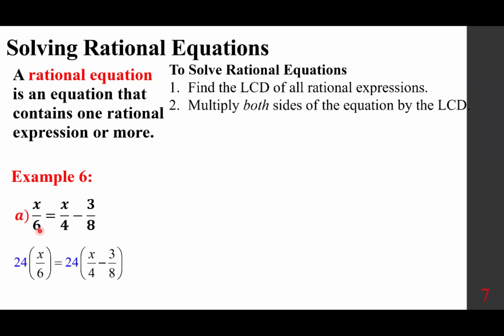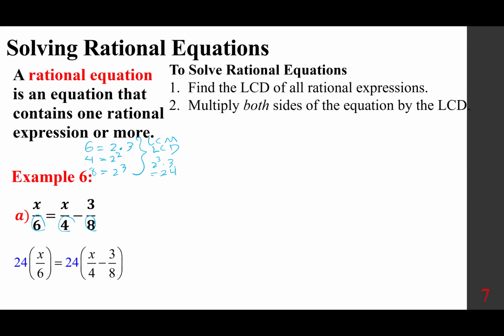Now, in case you want to know why it is 24, I'm going to quickly remind you of what we learned in basic math. Number 6, if you factor it, is 2 times 3. Number 4 is 2 squared. Number 8 is 2 cubed. So the least common multiple, which now becomes the LCD, is 2 cubed times 3, which is 24.